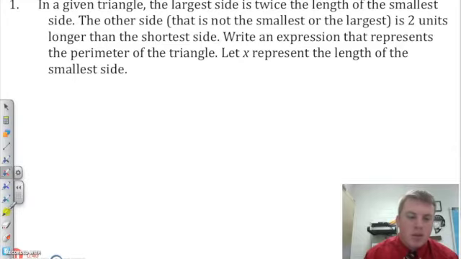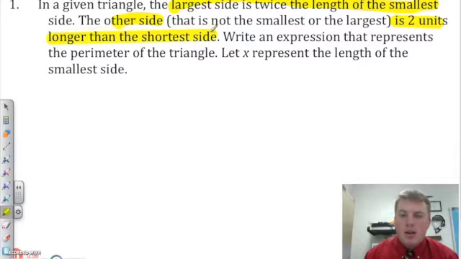Alright, so I'm going to go back through one more time and highlight the important information that is given to us. So we know that the largest side is twice the length of the smallest side. We know that the other side is 2 units longer than the shortest side. Now, it also tells us we want to let x represent the length of the smallest side. And that's going to be important because it's going to give us a frame of reference.